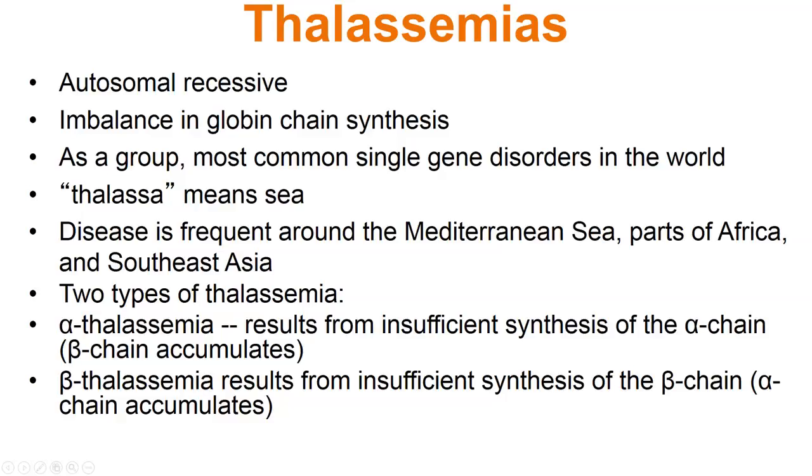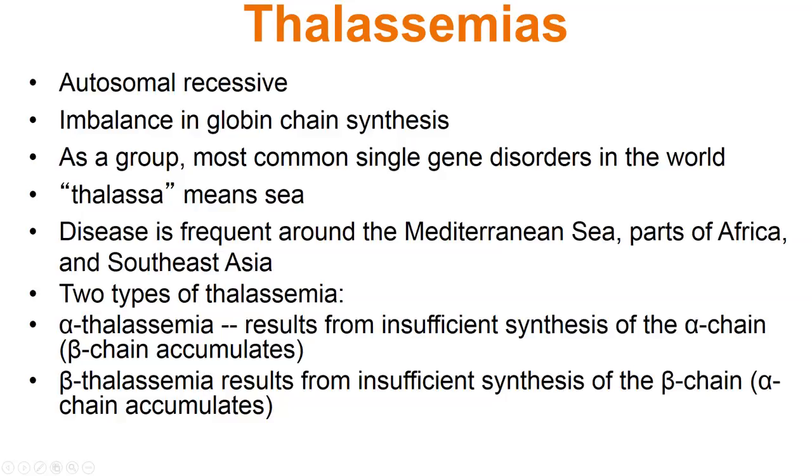Okay, so first of all, thalassemias are autosomal recessive diseases. Okay, we classified that in the autosomal recessive diseases. And a thalassemia is an imbalance in globin chain synthesis. So you're not producing enough normal of one of the globin chains, and that results in the symptoms that we're going to talk about. If you group them together, they're the most common single gene disorders in the world. So if you group all the alpha and beta thalassemias together, that's why it's such an important topic.